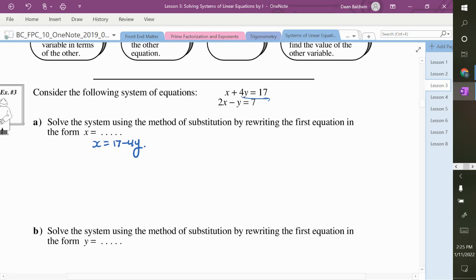Does everybody understand how I did that? All I did was subtract 4y from either side. You want to solve for a variable that has a 1 in front of it. That's your whole goal. Then you have your other equation, which I'm going to do in red. So now I have this equation and I have this equation. This is just this.